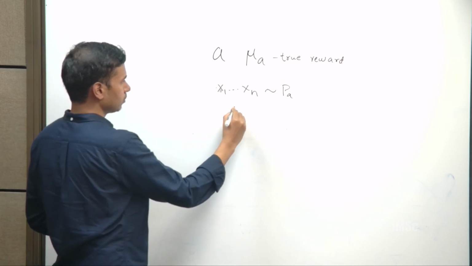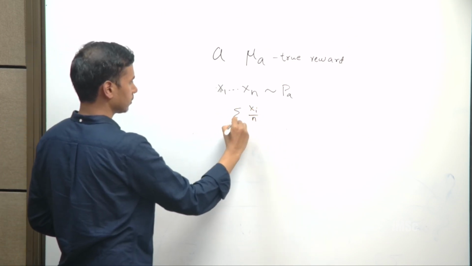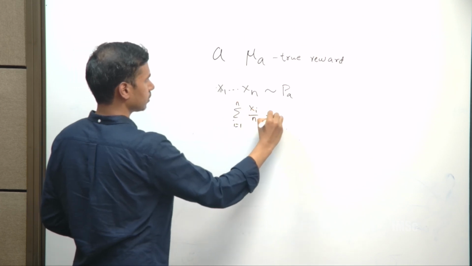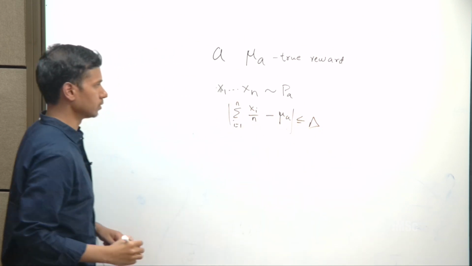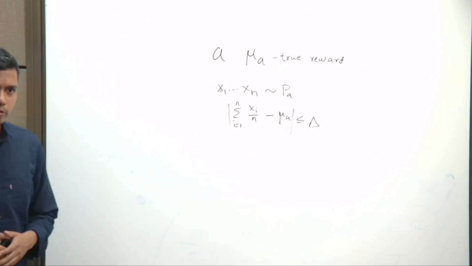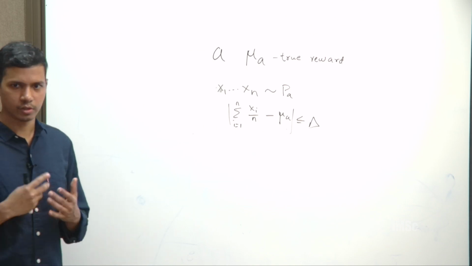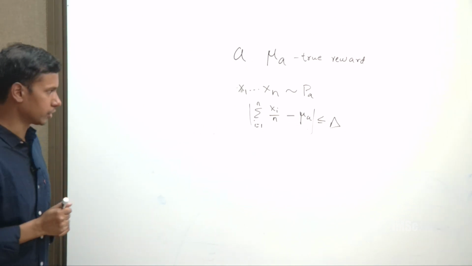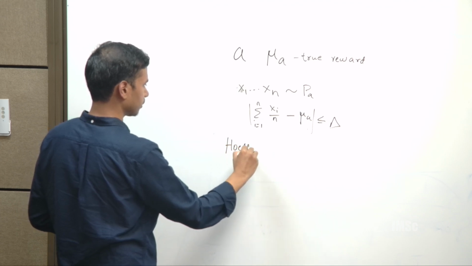So what you want is this empirical average to be within delta of the true mean of the arm. So how would we know when we are delta close to the true mean? There are classical results in statistics. Is any one of you familiar with Hoeffding's bounds?